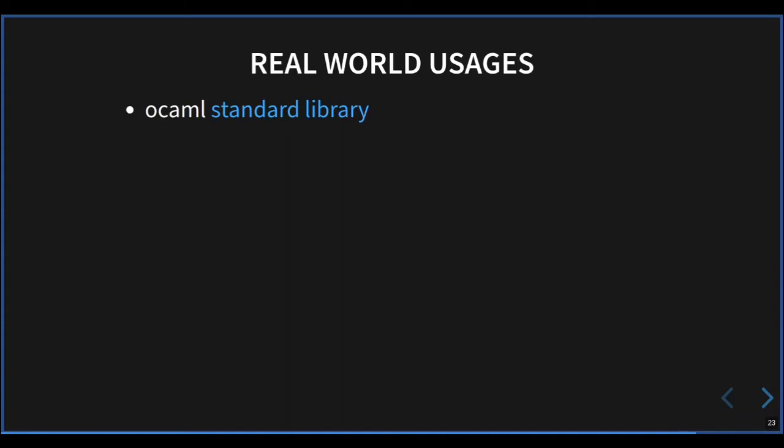Some actual usages of OCaml. So the OCaml standard library is mostly written in OCaml. There's the Haxe programming language, and its compiler is written in OCaml. Haxe looks a bit like Java, and can be transpiled to C++, Java, JavaScript, and I think quite a few more languages.